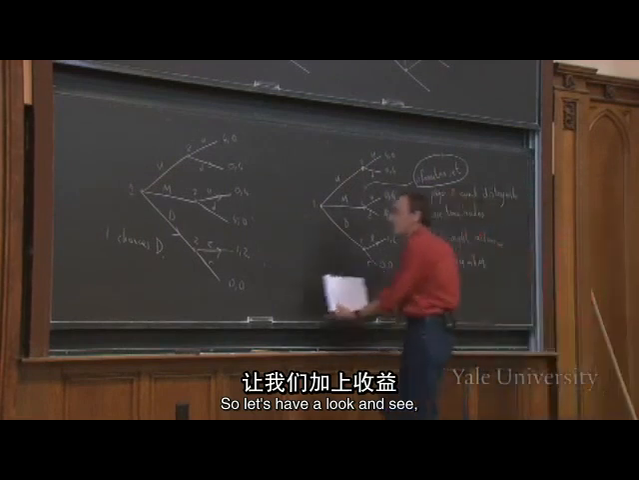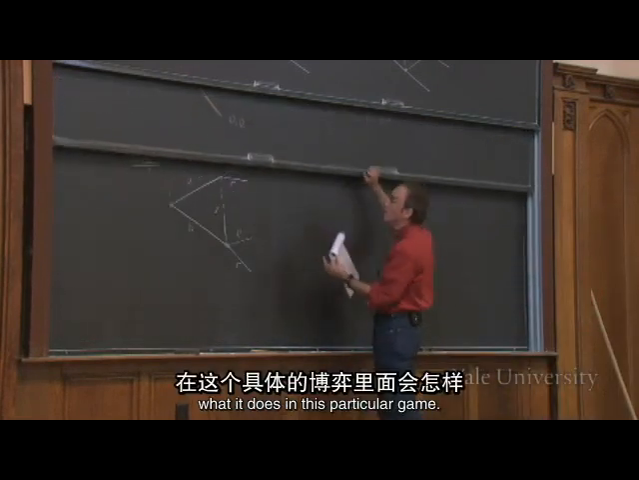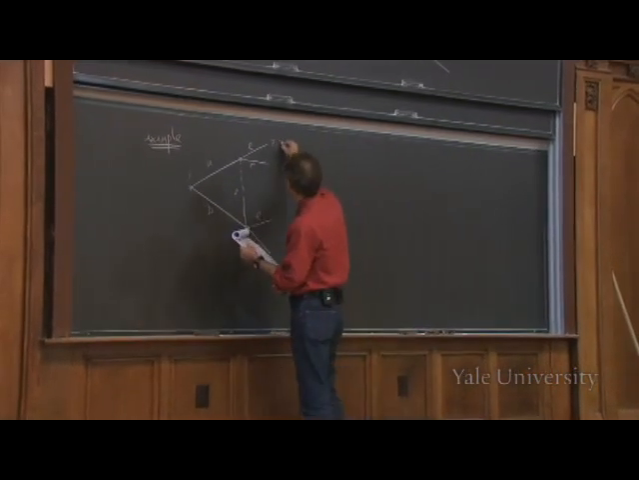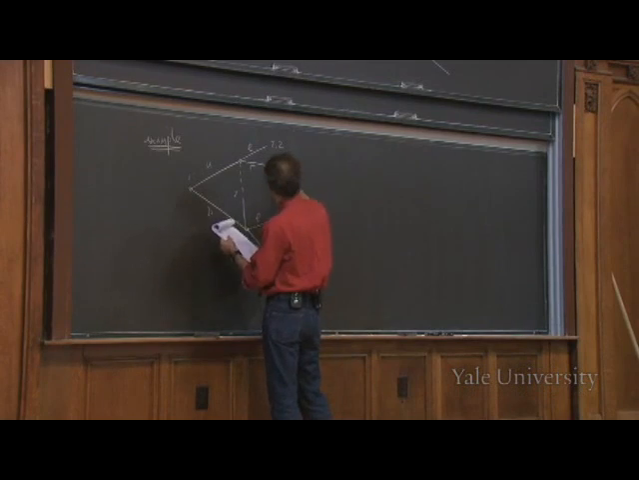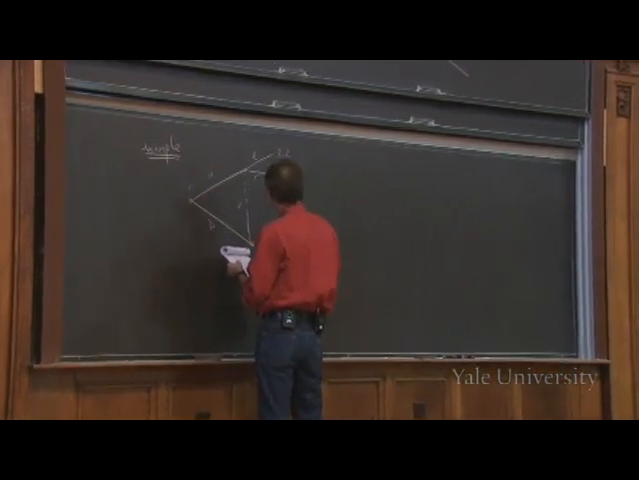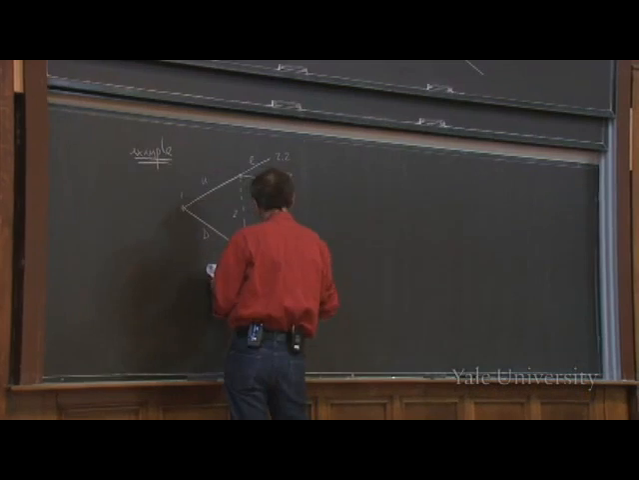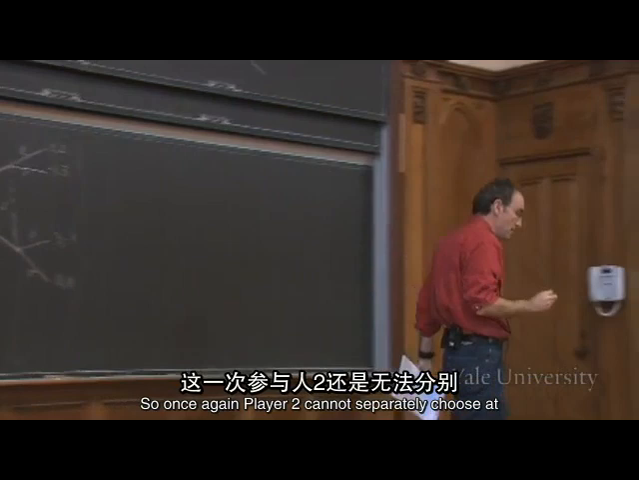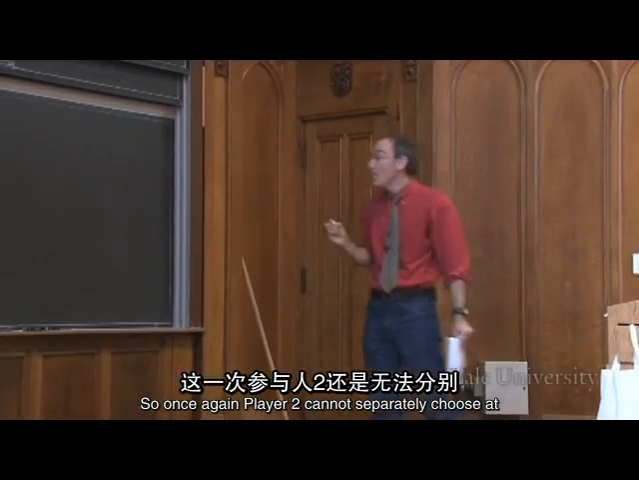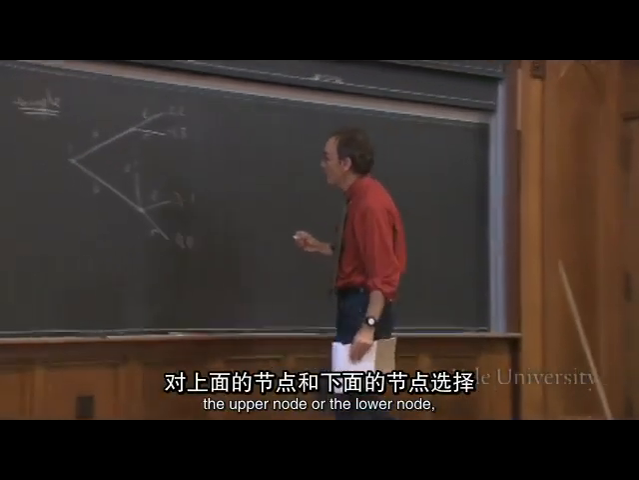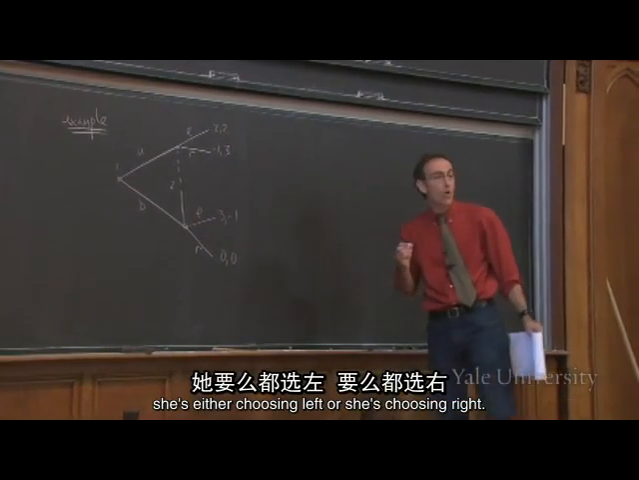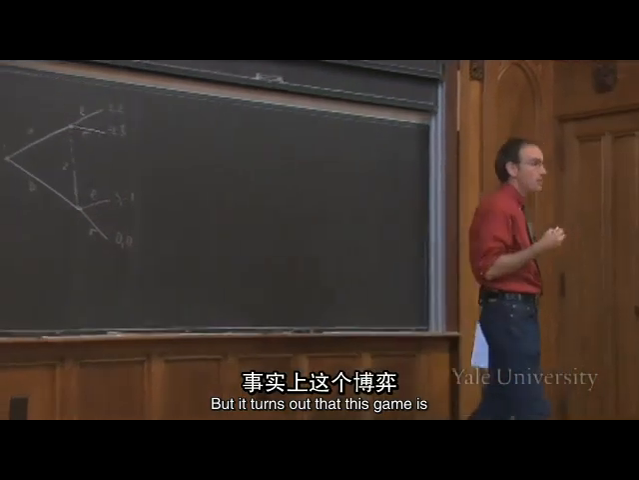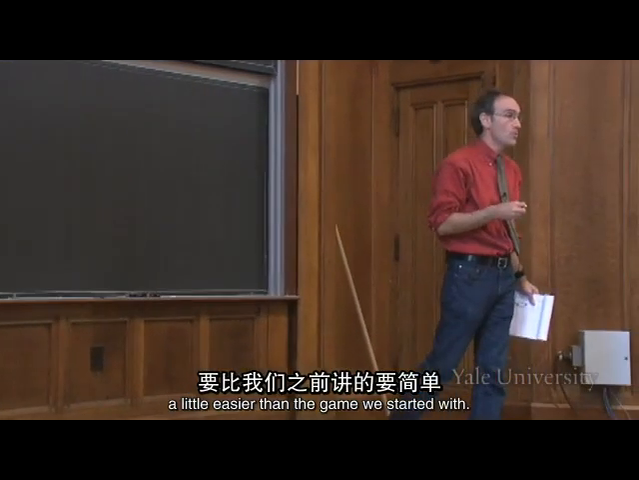All right? So let's have a look and see, once we put some payoffs on, what it does in this particular game. All right, so here's some payoffs. 2, 2, minus 1, 3, 3, minus 1, and 0, 0. All right, so once again, player 2 cannot separately choose at the upper node or the lower node. She's either choosing left or she's choosing right. But it turns out that this game is a little easier than the game we started with.